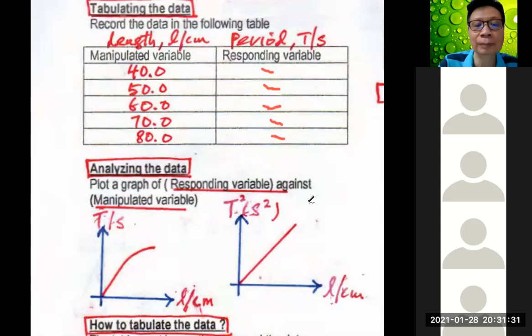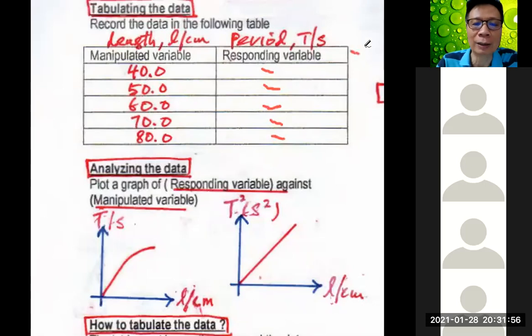So remember that, all? When you are plotting T against L, it is a curve. When you are plotting T square against L, it becomes a straight line. That is the purpose of asking you to square the T before you plot the graph. The reason is they want you to plot a straight line graph. Straight line. So how to get T square there?